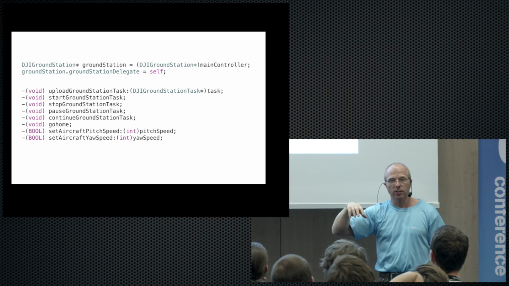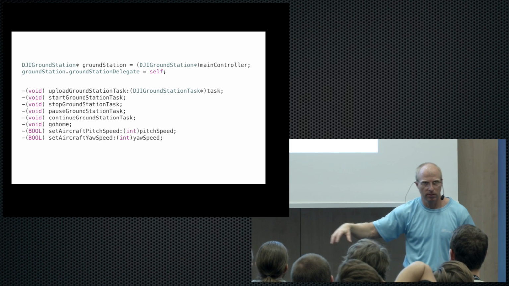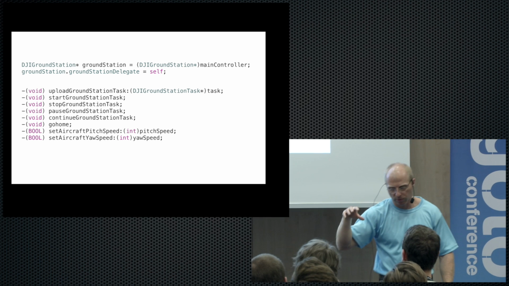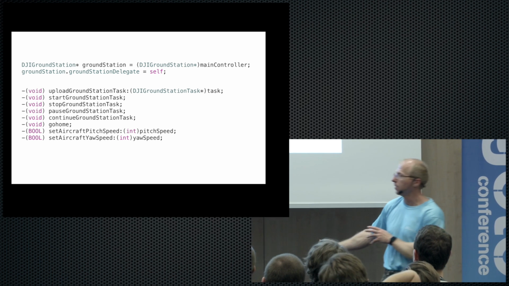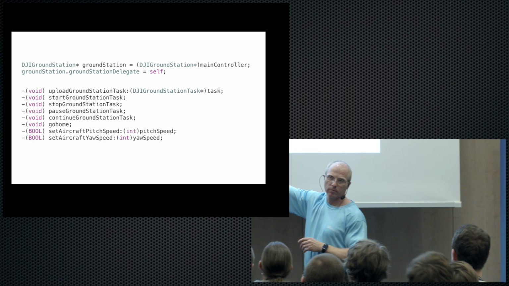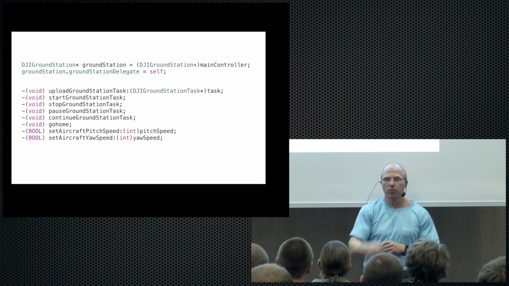On a ground station, or with a ground station, you do tasks. A task is something you want the drone to do. There's one obvious predefined task here, it's called go home. I can actually call this method, and the drone returns home.